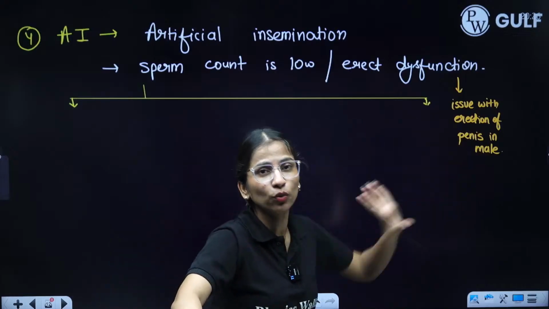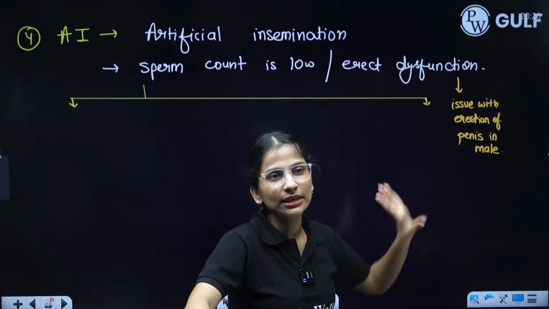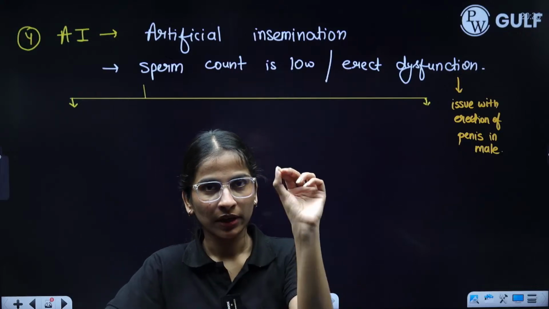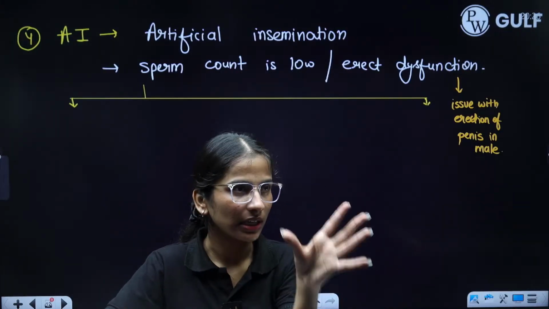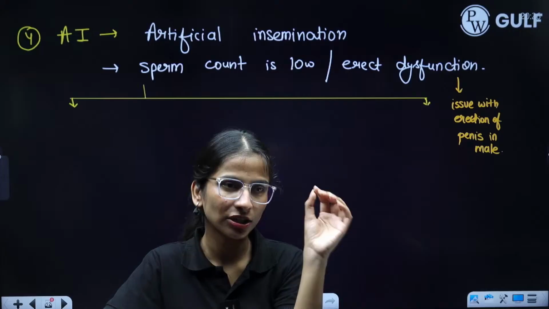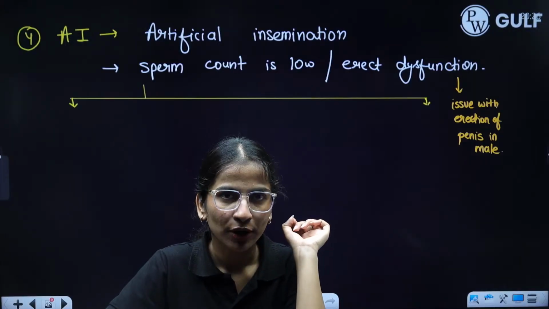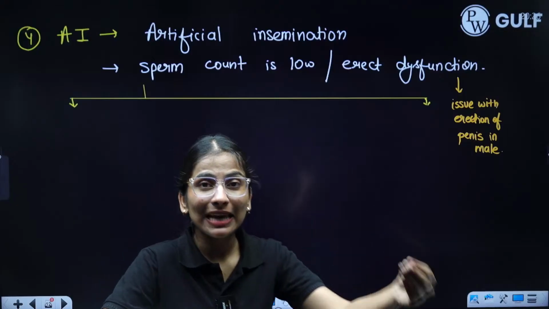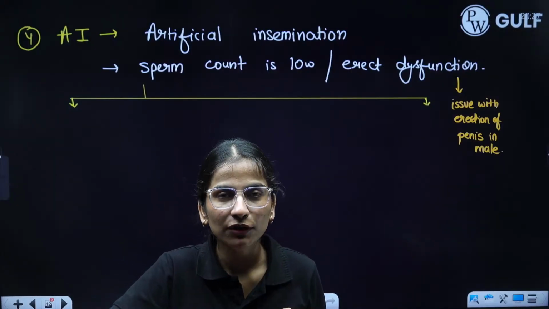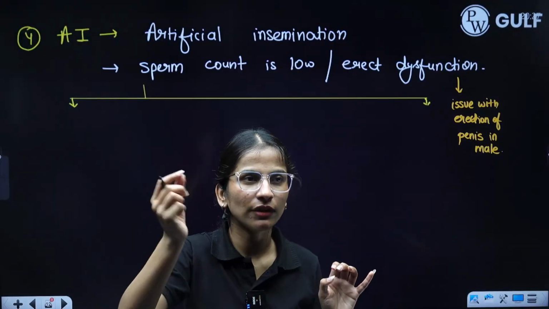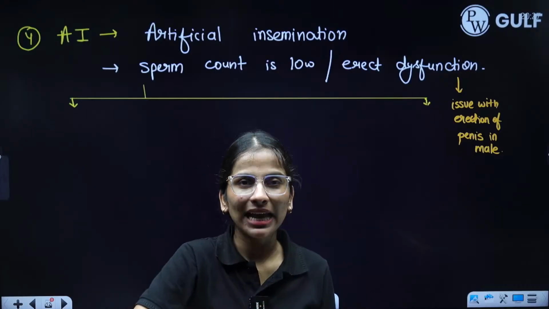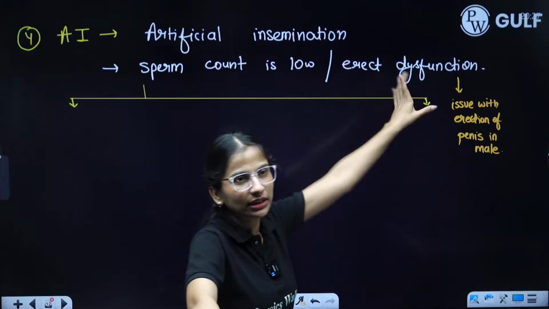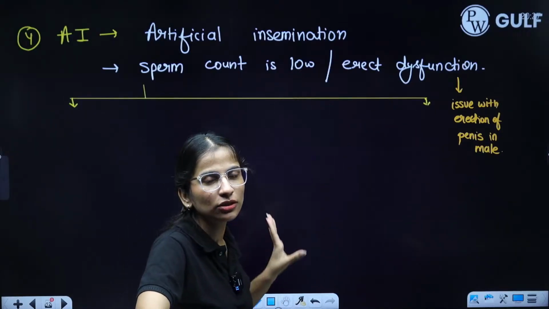But if there is some issue with the male which is causing erectile dysfunction, then we will have to ejaculate the semen outside only. Release of semen outside the body is ejaculation, that only we will have to perform. Now that semen that we have collected medically, we will inseminate artificially. Artificially means with the help of a pipette or injection, we will send it directly into the female's reproductive tract. So it can be used in case of erectile dysfunction or when the sperm count is too low.